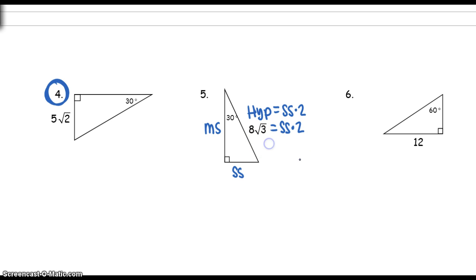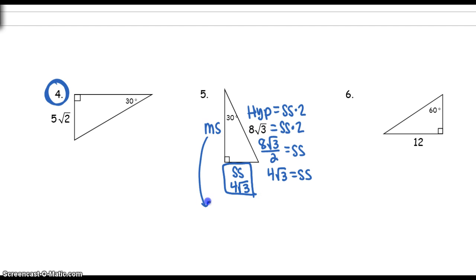Let me write that out because sometimes people struggle with this right here. Do you see this right here? Do you see that the 8 and the 2, those are outies? So those you can divide. So 4 root 3 is the short side. So right here, this is 4 root 3, like that.